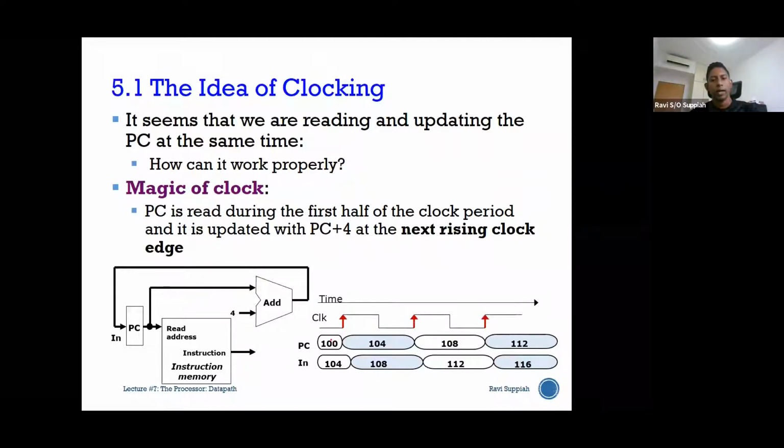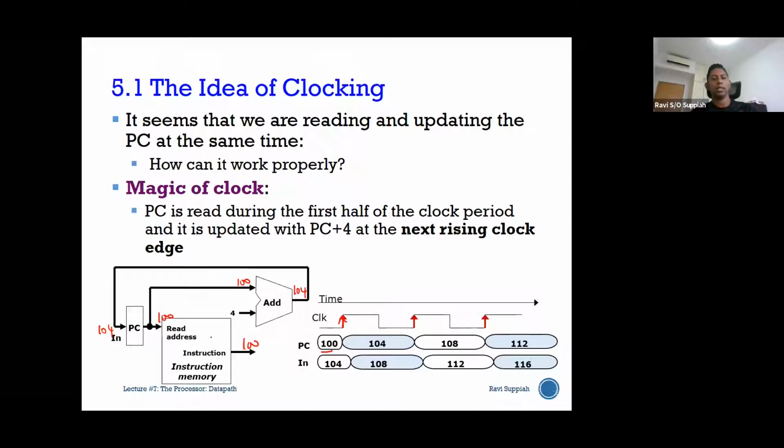If currently my program counter has a value of 100, that means 100 was the data that was last pushed out from the PC to the instruction memory. When that happens, I will automatically generate 104 through the adder and standby 104 at the input of the program counter. And when the positive transition of the clock comes in, the next state is automatically triggered.